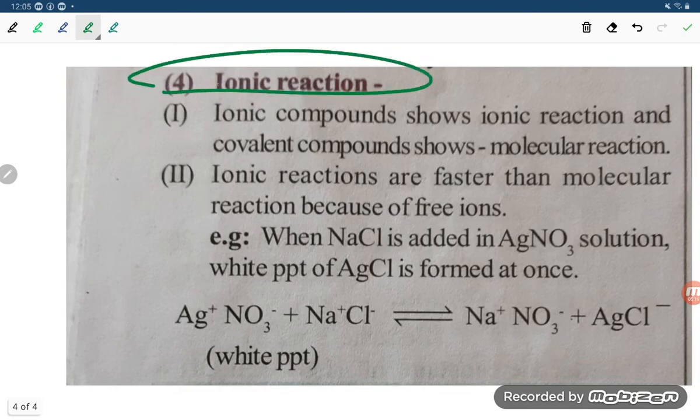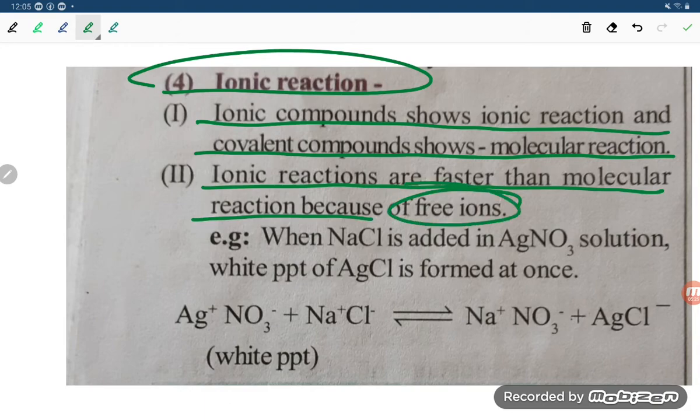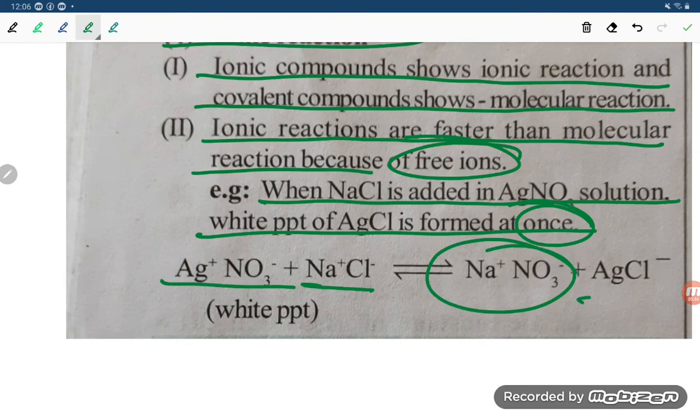Ionic reaction. Ionic compounds show ionic reactions and covalent compounds show molecular reactions. Ionic reactions are faster than molecular reactions because of the free ions. In the ionic case there are a huge number of free ions, student. That is why they give a faster reaction. When NaCl is added to AgNO3 solution, white precipitate AgCl is formed at once. Immediately it is forming. So AgNO3 plus NaCl gives NaNO3 plus AgCl, the white precipitate, student.